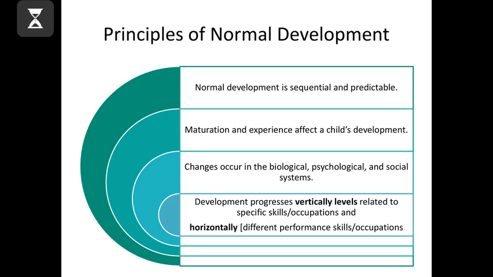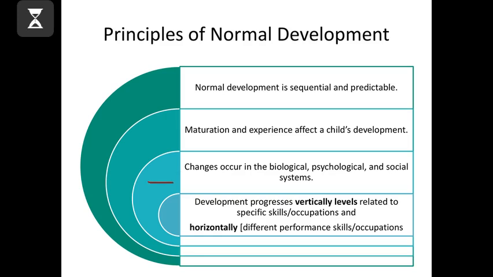Children generally move when they're learning skills from exploration, which is they're just learning about it, to mastery, that they have success, to final achievement, that they own this skill, they're well skilled. So the third point we're going to talk about is that changes occur in the biological, the psychological, and the social systems.